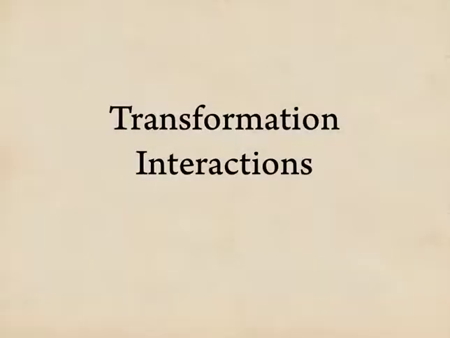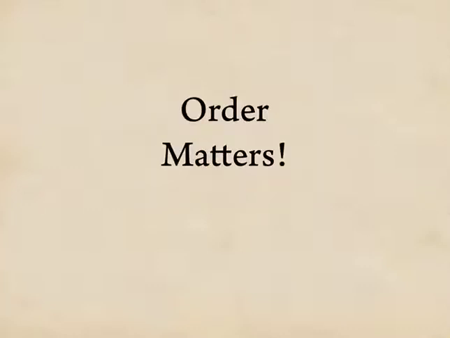In previous videos, we looked at translate, rotate, and scale, the three transformation commands that Processing gives us to manipulate the coordinate system and change everything we draw. In this video, I'd like to talk a little bit about how these three transformations interact. The first thing you always want to keep in mind is that the order matters.